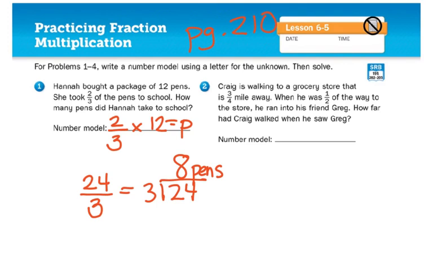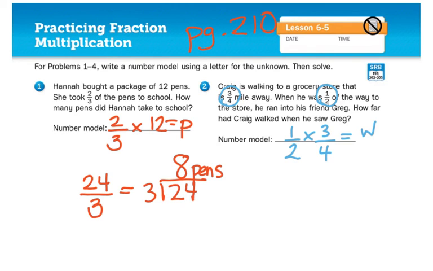Number 2. Craig is walking to a grocery store that is 3/4 mile away. When he was halfway to the store, he ran into his friend Greg. How far had Craig walked when he saw Greg? So he's halfway. Half of 3/4 of means to multiply. So halfway of the 3/4 equals how far he walked.